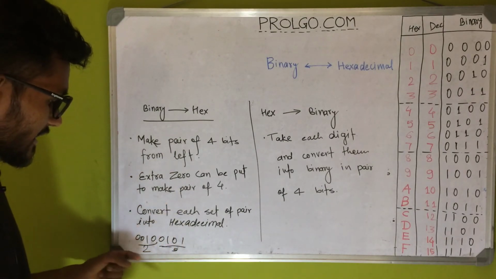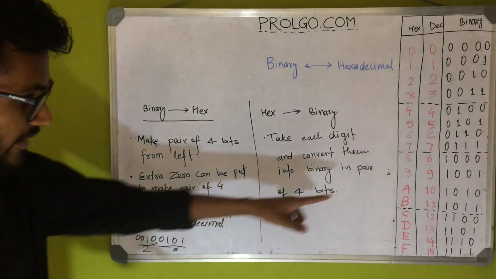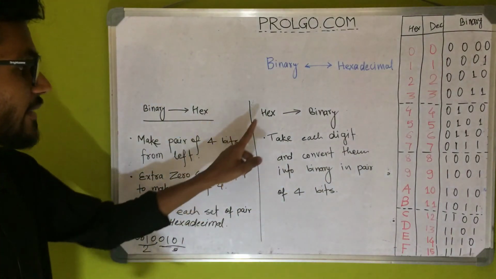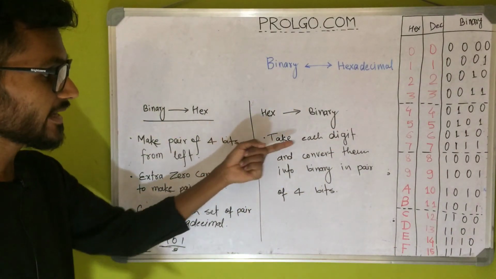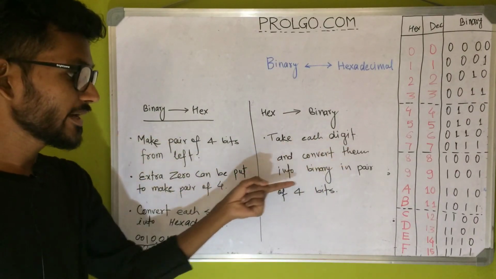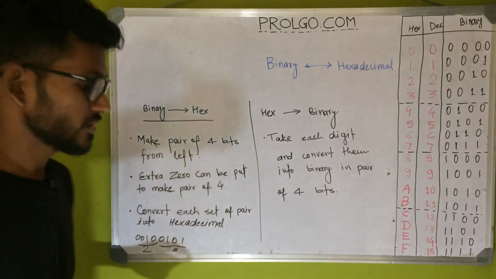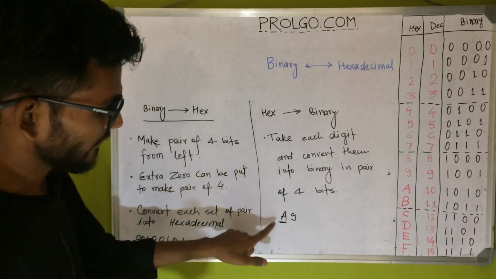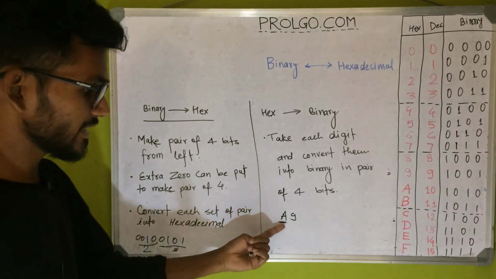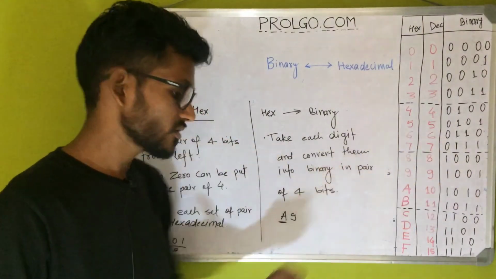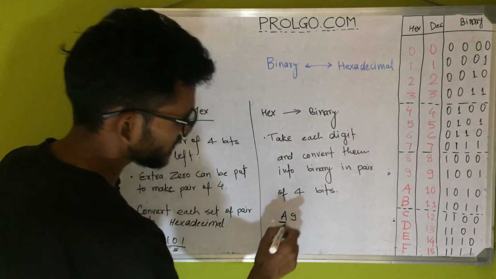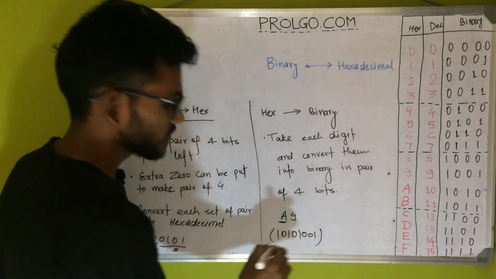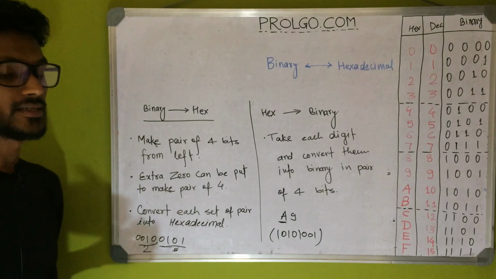Why I am not saying to convert into decimal only, because if we are getting more than 10, we have to use A to F. The same way for hexadecimal to binary. Take each digit and convert it into binary as a set of 4 bits. So one example is A and 9. Take one digit and write it as a set of 4 bits. So A is equivalent to 10 and this is 1010, and for 9 it is 1001. So this is how you can convert from binary to hexadecimal and vice versa.